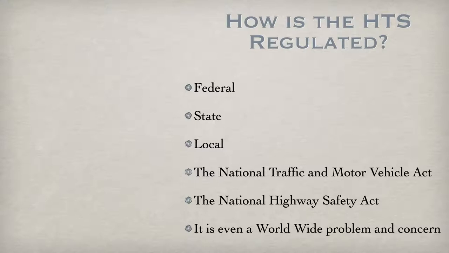When you start letting one or two people control the roadway and they can drive as fast as they want and the rest of us are still at the speed limit, there'd be a danger to everybody. We want everyone going relatively the same speed, within five tenths of each other. So I want you to write in your notes that we regulate by federal, state, and local. All right, federal, state, and local. That's the way we control and regulate what's going on. The National Traffic Motor Vehicle Act and the National Highway Safety Act, we pass an enabling law to protect us and to make us safe.